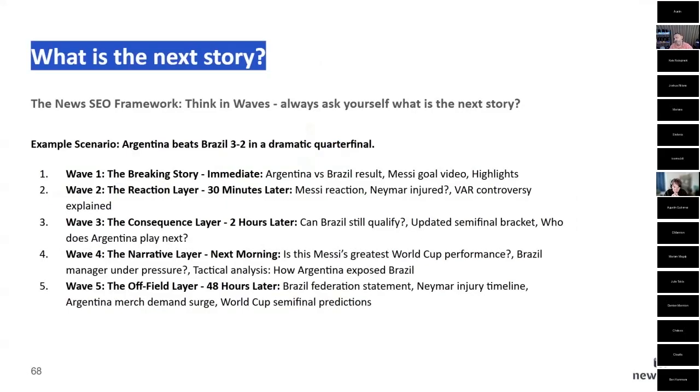Always think about what is the next story. It's very important with live coverage of an event, okay? I call it think in waves. What is wave 1, 2, 3, 4, and 5 for this big story, right? So wave 1 is, this is what happened right now, breaking news, right? You know, Argentina versus Brazil, the results, Messi goal video, highlights, all that stuff. Wave 2, the reaction layers, how people are reacting, Messi's reaction, the coach reaction, you know, VAR explained, the VAR issue explained, and so on. So you have different waves for big stories. Consider all these waves for continuous story coverage.